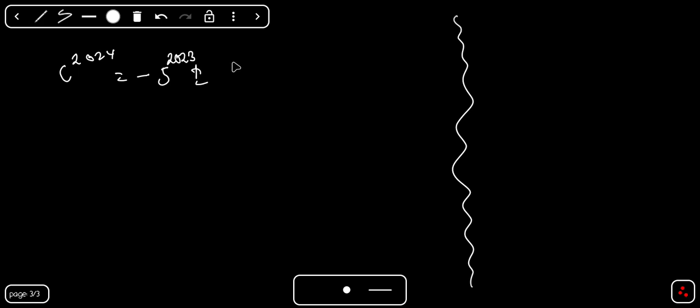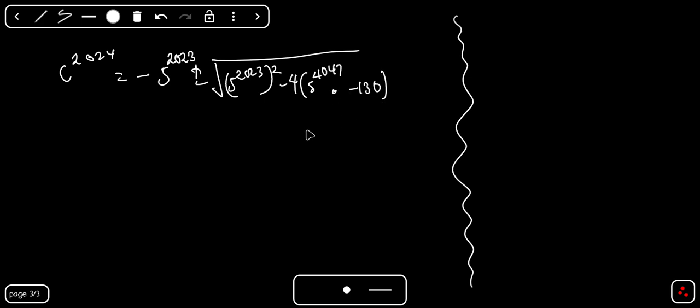Then plus or minus the square root of b squared. That is 5 raised to the power of 2023 raised to the power of 2. Then minus 4ac. So a is 5 raised to the power of 47, then multiply by c, which is negative 130. Then everything over 2a, that is 2 multiplied by 5 raised to the power of 47.